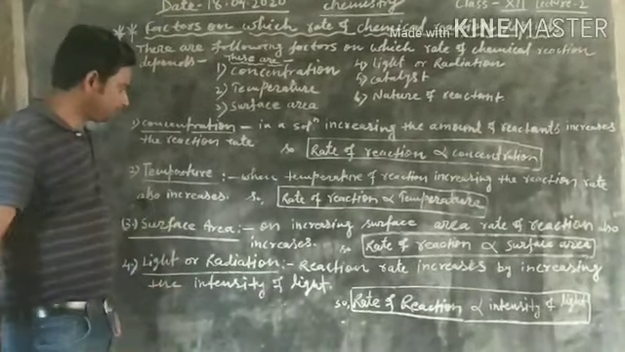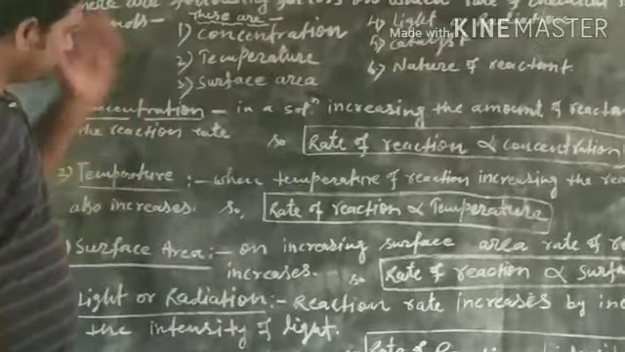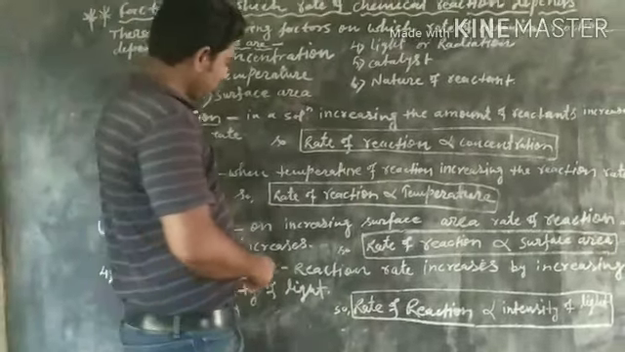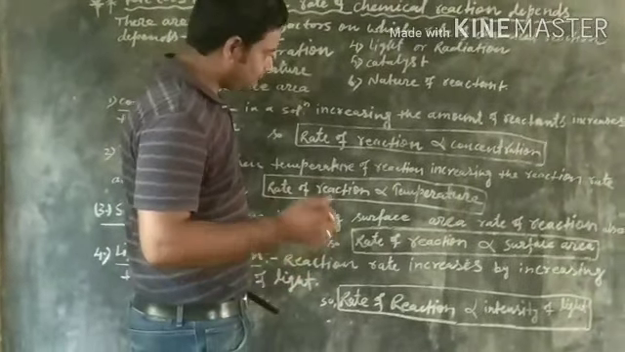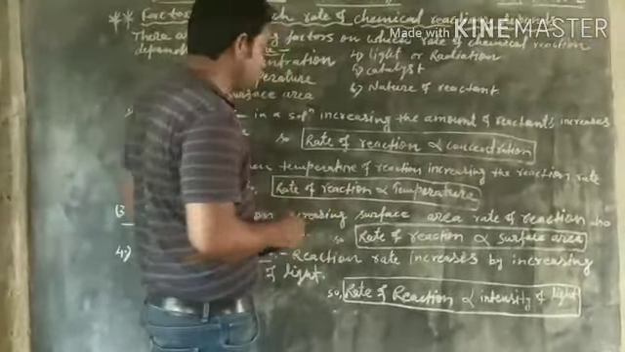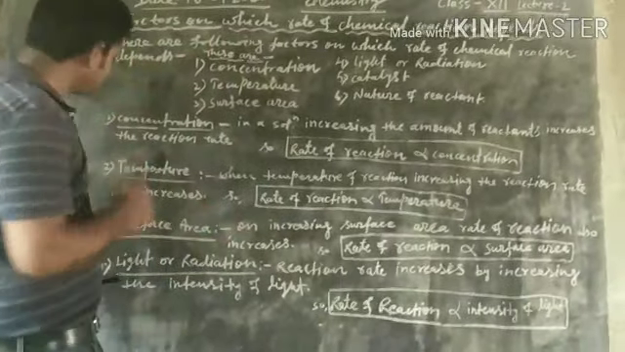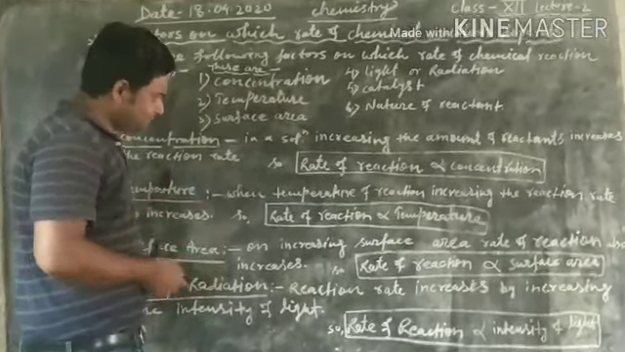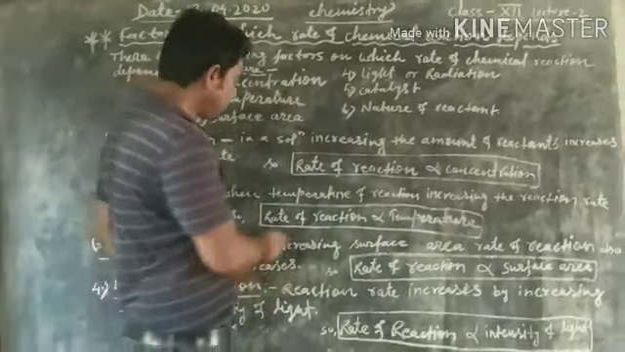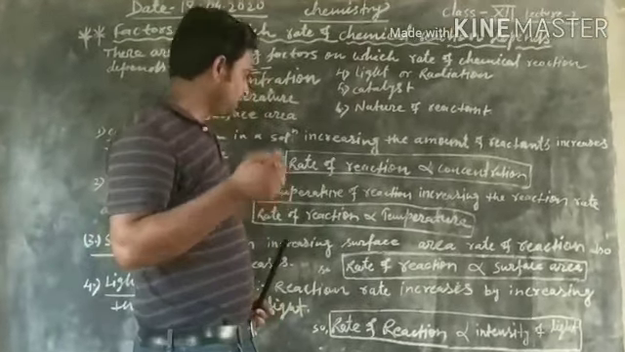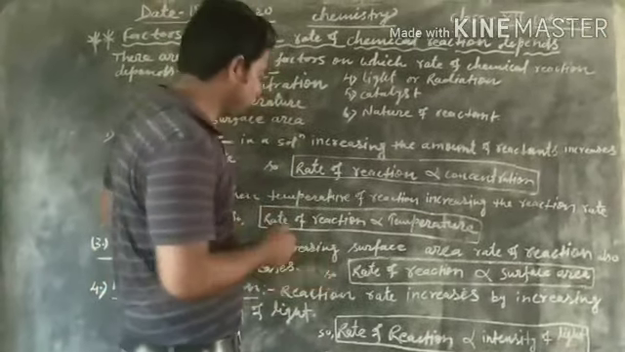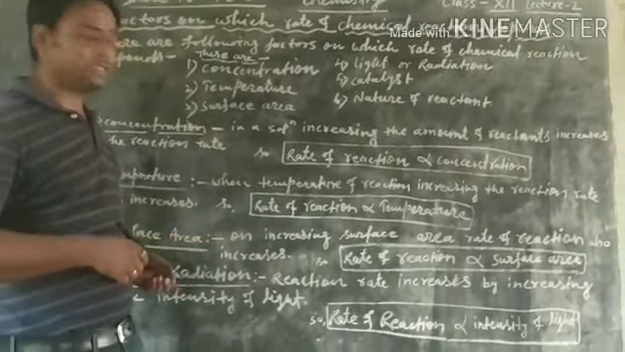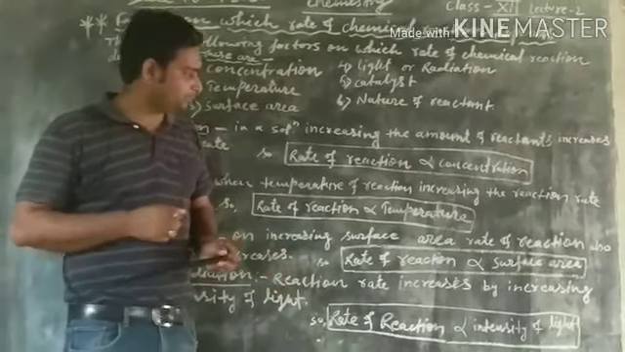Now temperature. How does temperature affect the rate of reaction? When the temperature of a reaction is increased, the rate of reaction also increases. So in one line we can say the rate of reaction is also directly proportional to temperature. If we increase the temperature of the reaction, then automatically the rate of reaction increases.